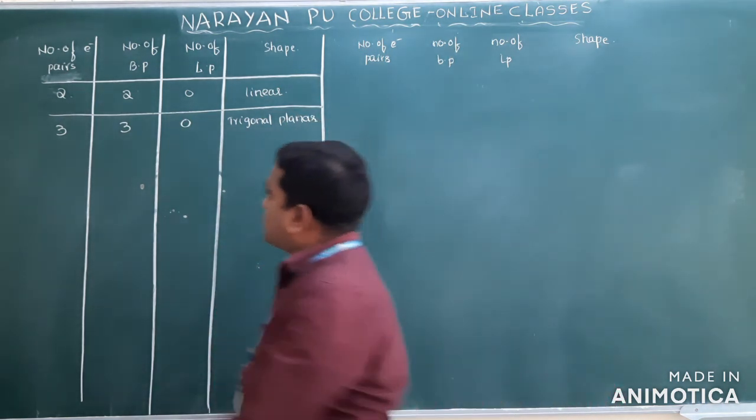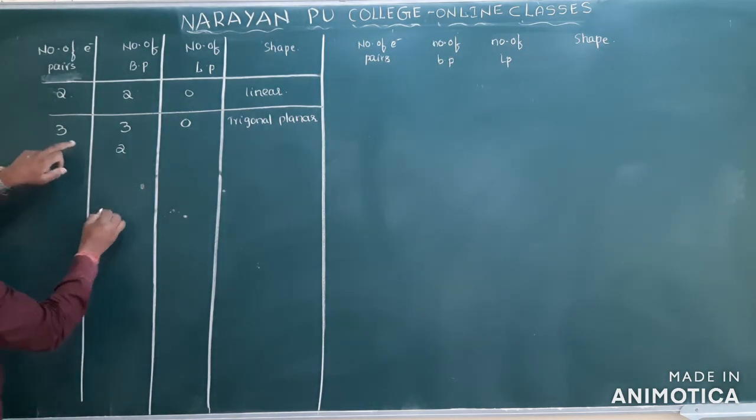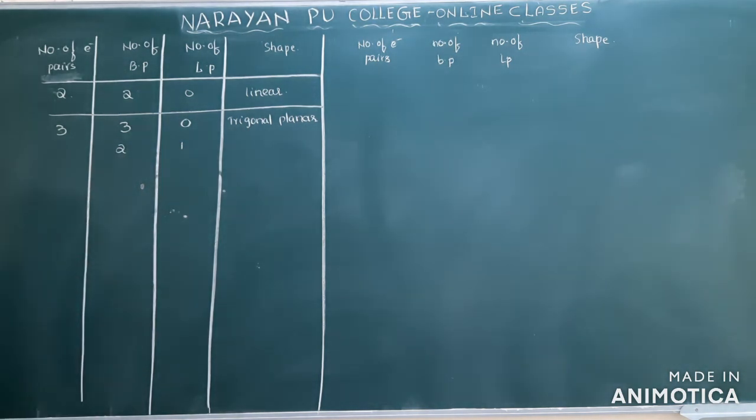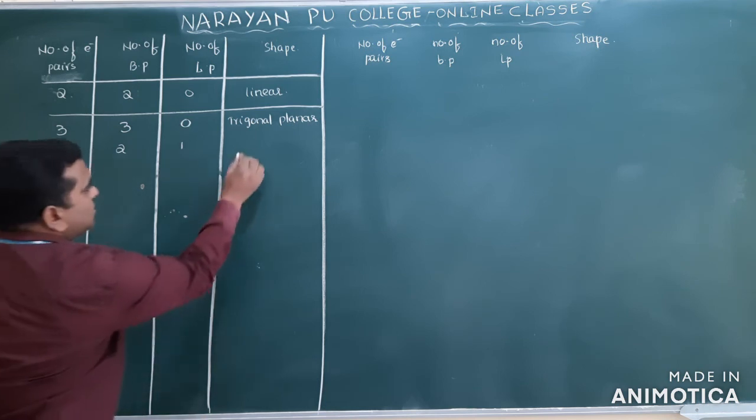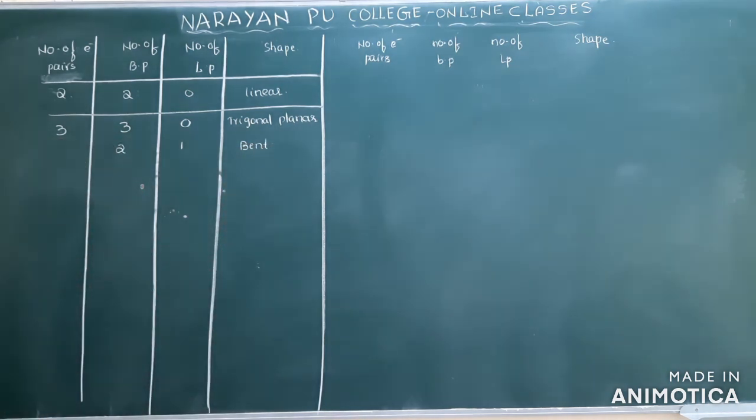Clear? And suppose in 3 electron pairs, 2 are bond pairs and 1 is a lone pair. What is it here? 2 bond pairs and 1 lone pair. What is the shape here? The shape of the molecule is a bend shape. This we have also discussed, AB2E, in this way. Clear? So this is about the 3 pairs of electrons.